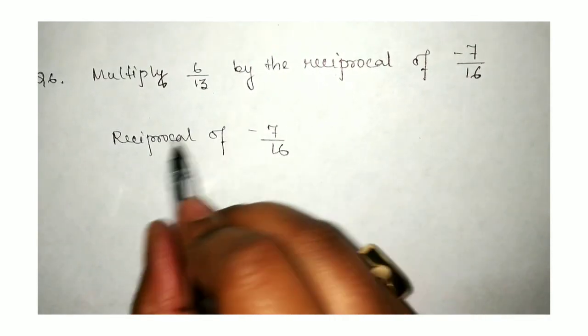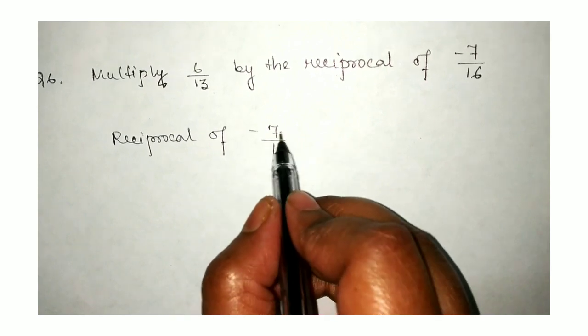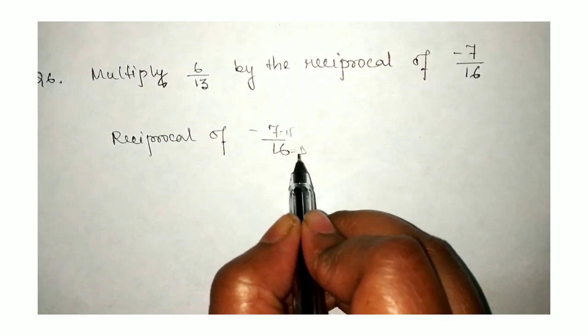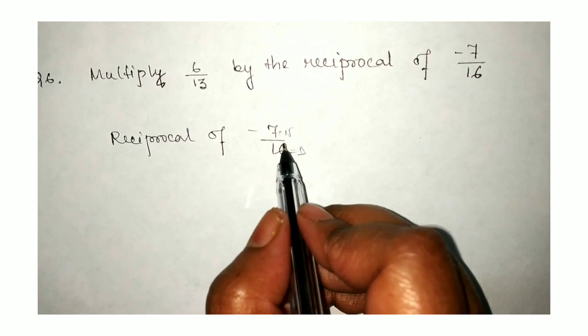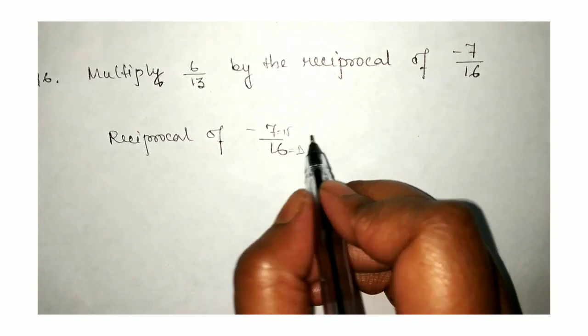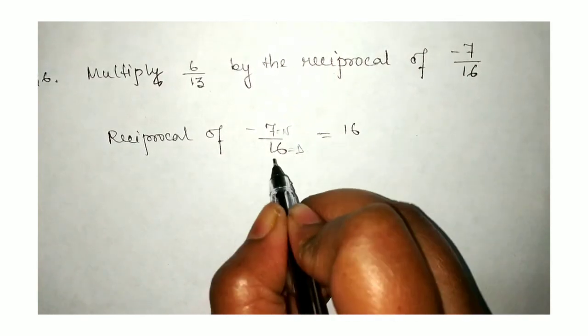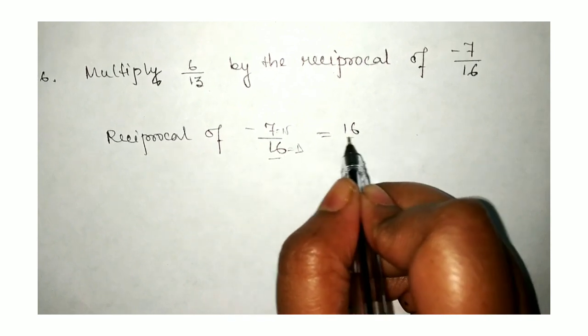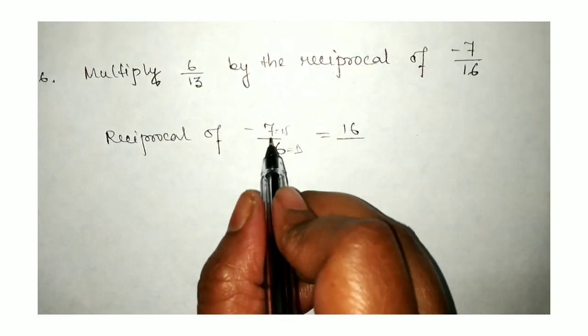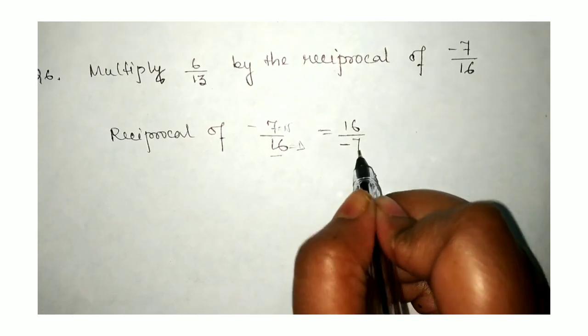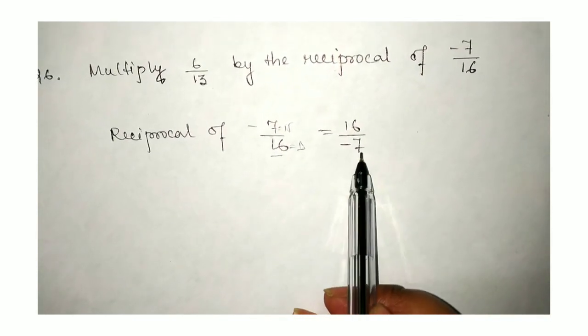Now how to find the reciprocal? This is the numerator and this is the denominator. So it will just be the opposite of this. Here 16 is the denominator, so 16 will be numerator and the numerator will be denominator. So it will be 16 by minus 7.